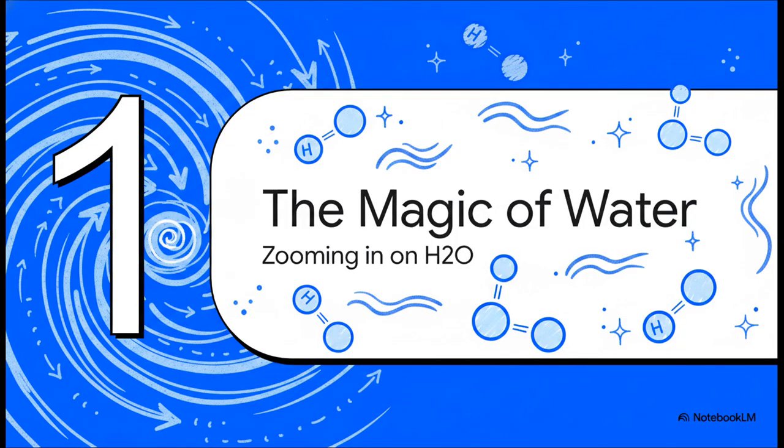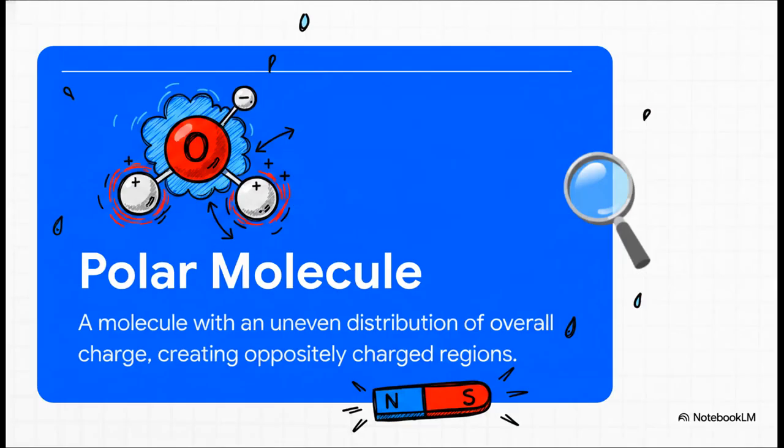Chapter 1. The Magic of Water. Let's zoom all the way in on H2O to see where this magic actually begins. Every good masterclass relies on a solid vocabulary, right? So let's define our very first core concept, the polar molecule. A polar molecule is simply a molecule with an uneven distribution of overall charge, which means it has oppositely charged regions. You can think of it a bit like a tiny magnet with a north and south pole.